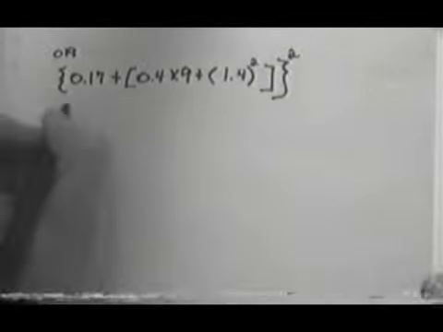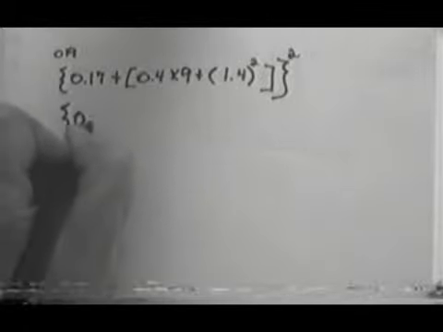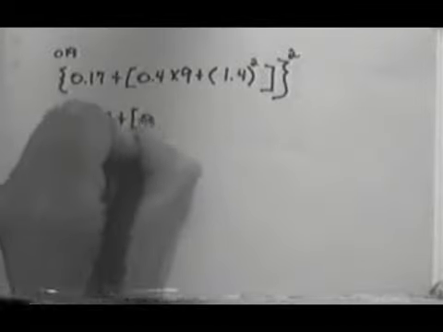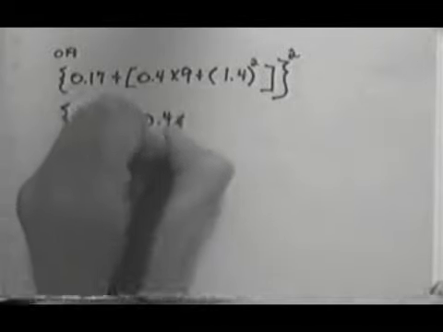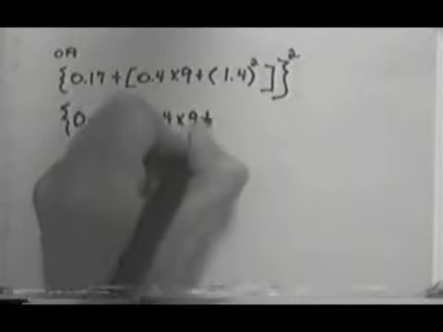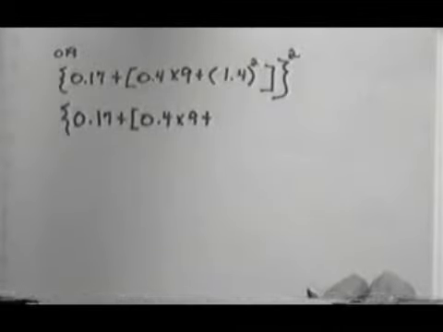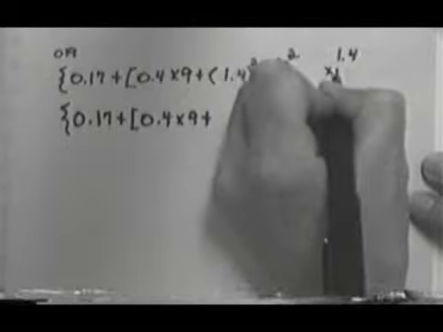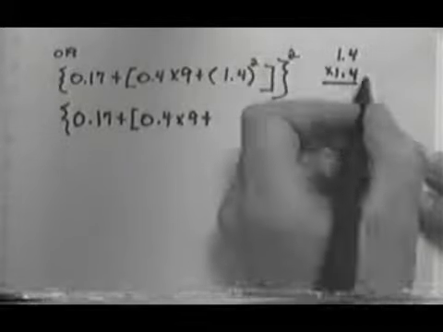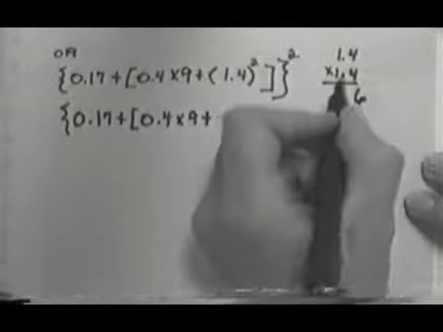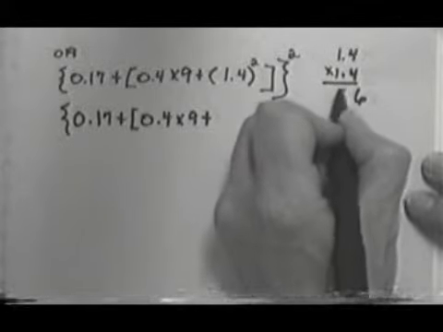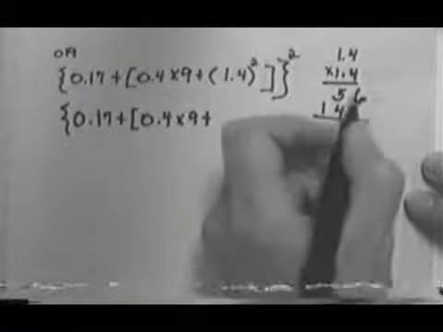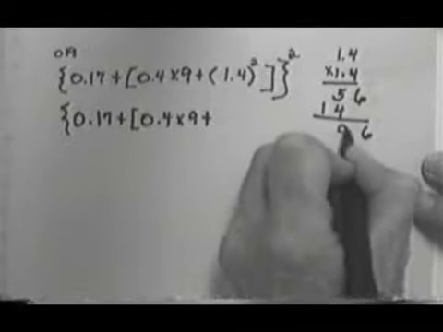So I'm going to copy the problem down just as it was. The 0.17 plus the brackets, 0.4 times the 9 plus, and I want to fill in this answer. So I need to multiply 1 4/10 by 1 4/10. That 4 times 4 is 16. Carry my 1, 4, and 1 gives me 5. 4 times 1 is 4. 1 times 1 is 1. So I have 6, 9, 1.